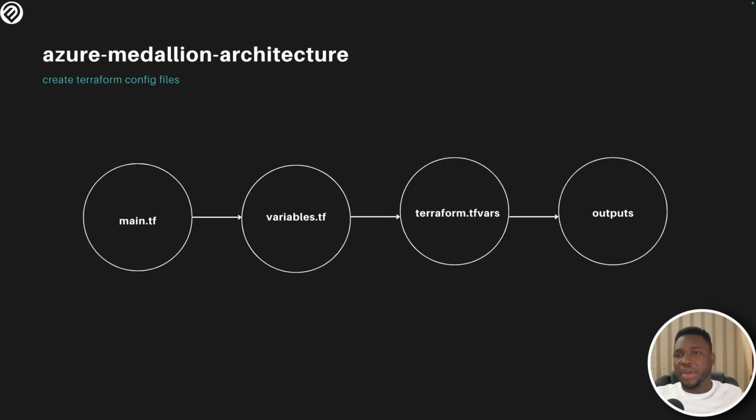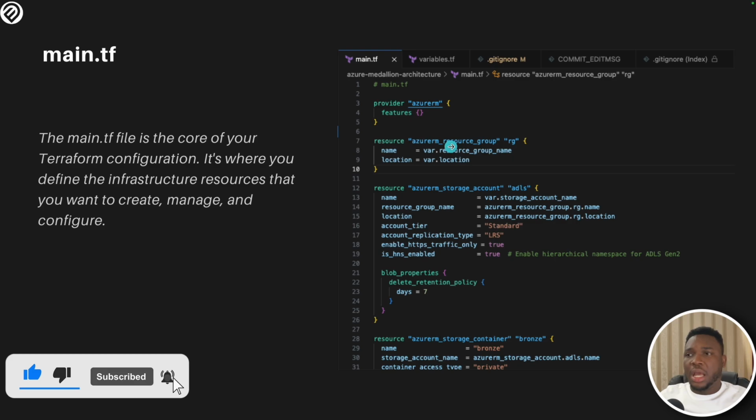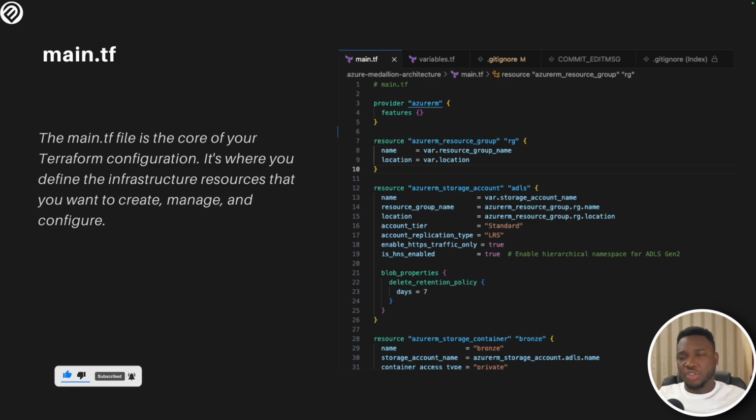What am I going to be creating for this? I'm going to be creating the main.tf. I'll also be creating the variables.tf. I'll also create the terraform.tfvars and also the output files. These four files are part of what I'll be creating in this video. I'm going to be explaining each of them, just to give you an idea of what we'll be doing.